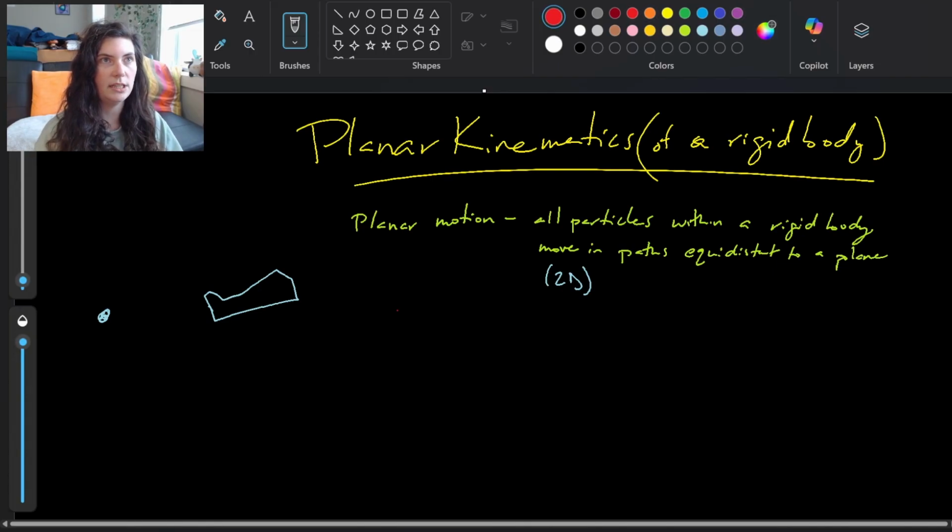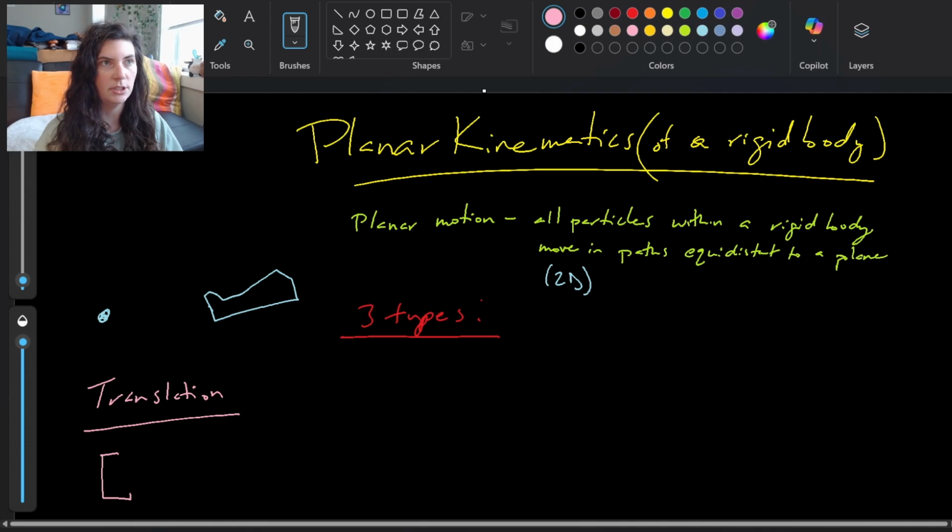And there are really three types of this planar kinematics that we may see. The first one is translation. And this is essentially if our body, here's our body, moves either in a rectilinear way, where it moves along a straight line, and now it's over here, or maybe it moves in a curvilinear way.